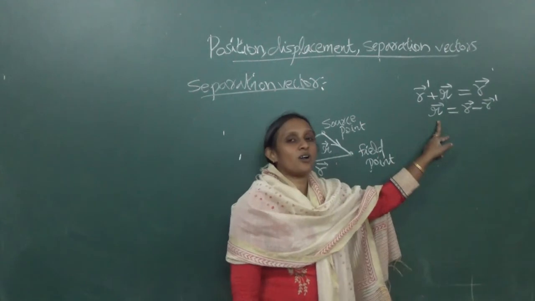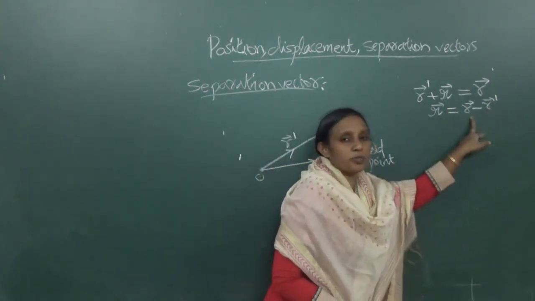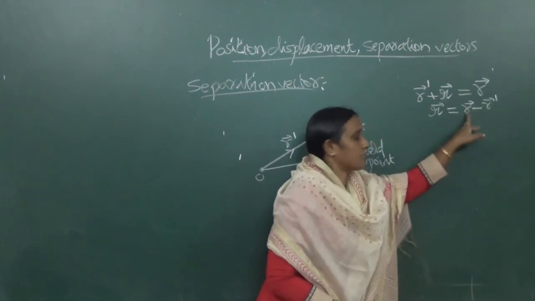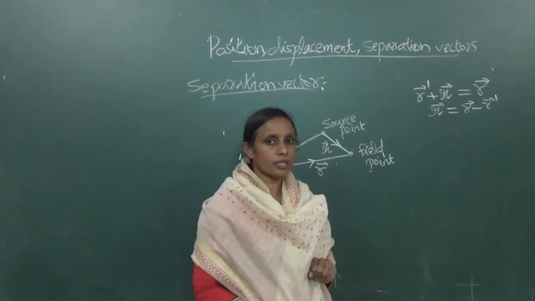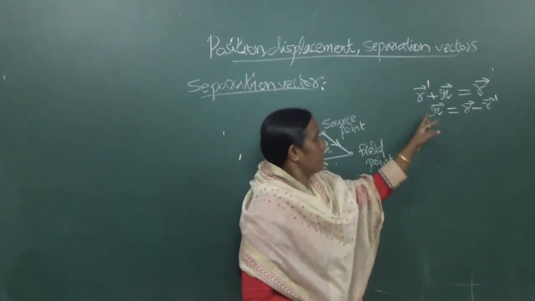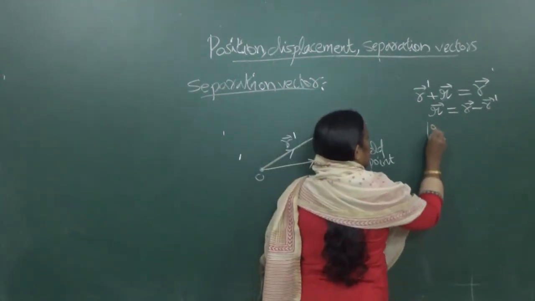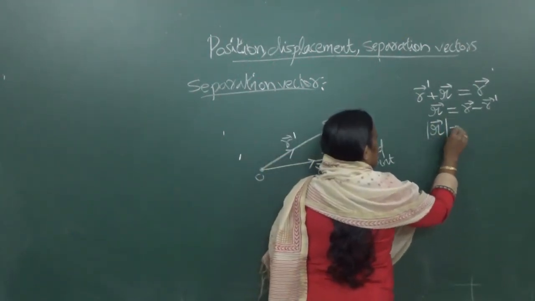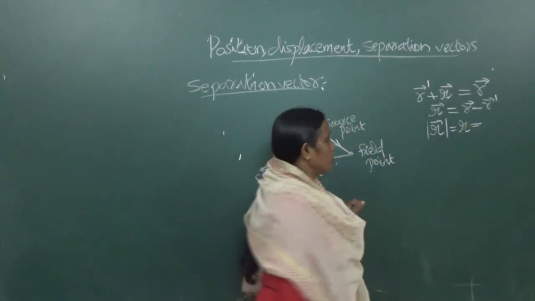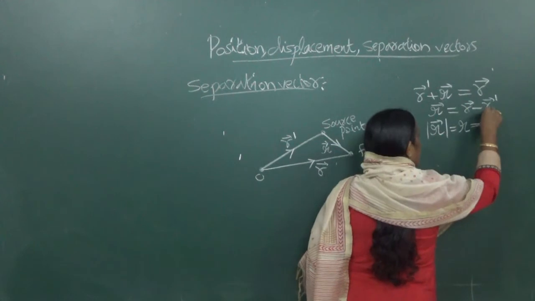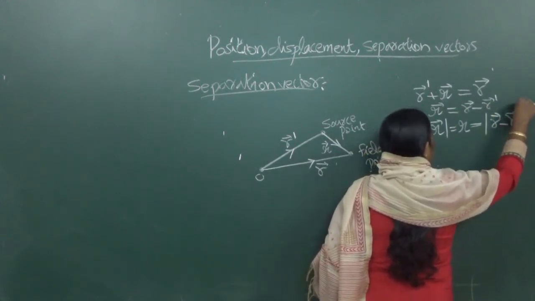So this is called the separation vector because this vector is the difference between these two vectors, vector r and vector r prime. Okay, so we can write its magnitude. The magnitude of this separation vector is equal to script r. What is the magnitude? The magnitude of vector r minus vector r prime.